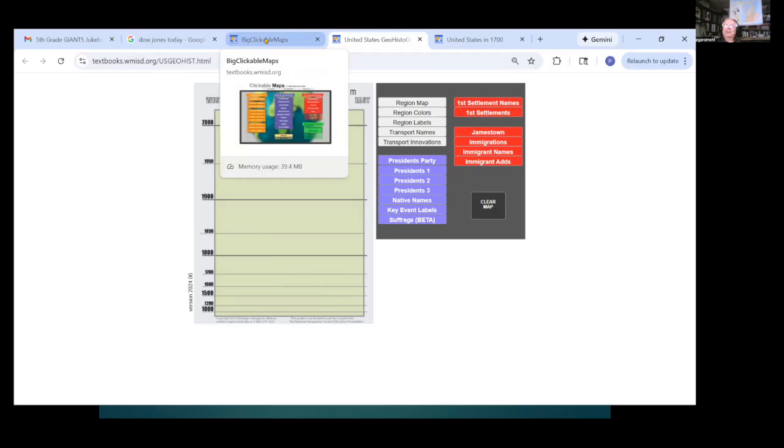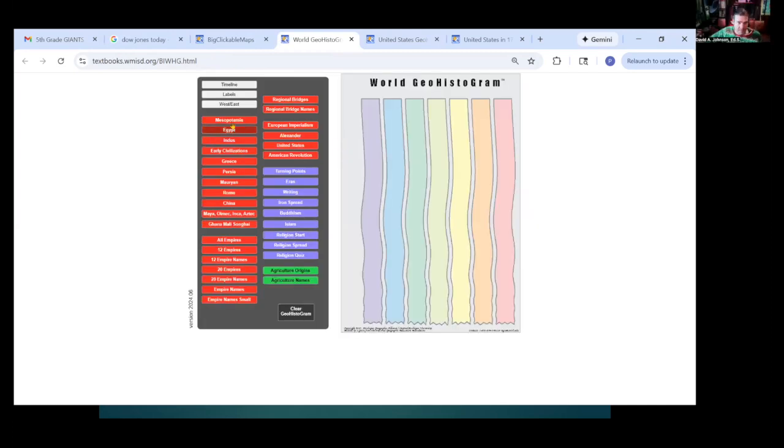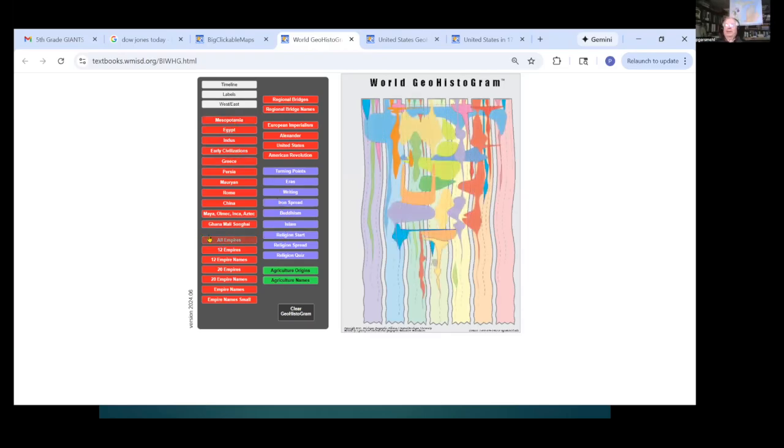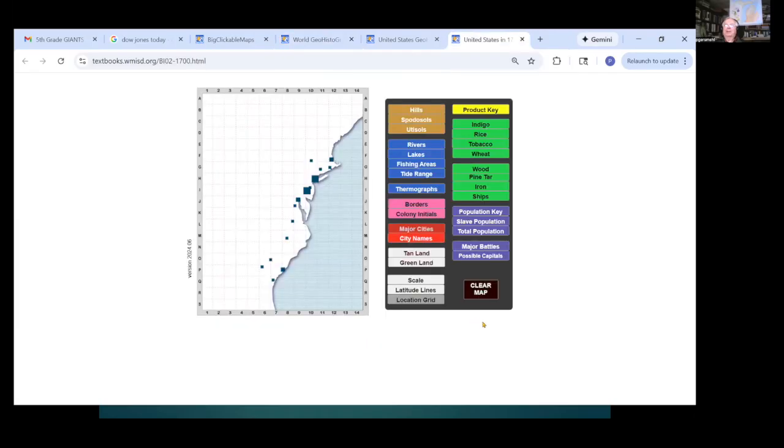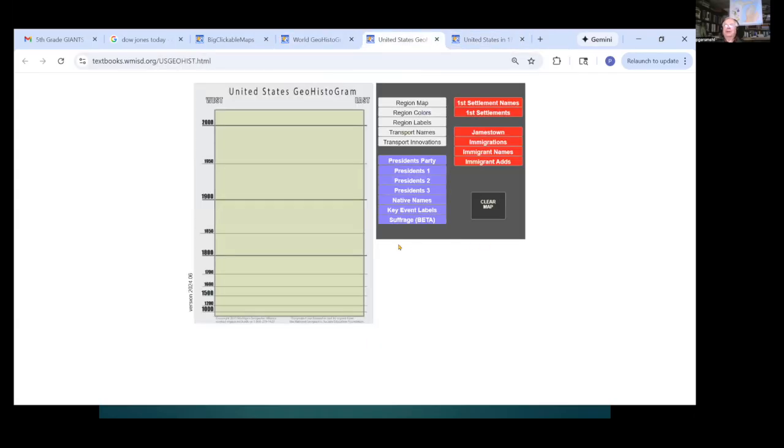Let me reinforce that point. I'm going to go back real quick and put up the world geohistogram, which is not one you'll use in fifth grade, more than likely, but it gives you an idea of what all of this looks like. You put in all these empires here, and then you put all the names of them on, and so on. You notice how much bigger the button stack is there. If we go back to look at the US geohistogram, there's a whole lot of room on the right-hand side to add buttons, to add more information here.